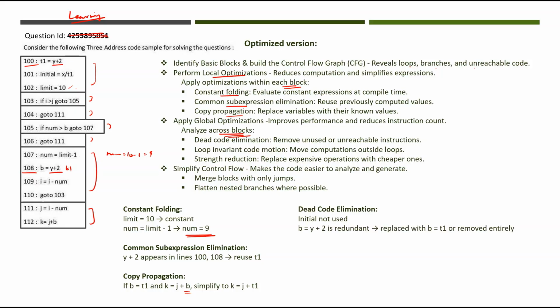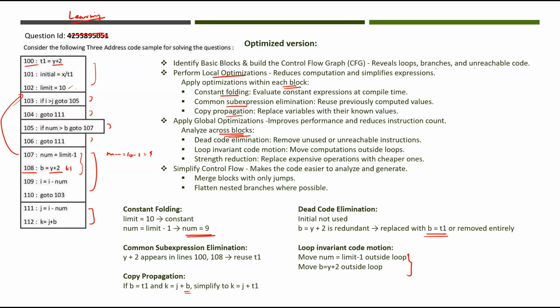What is dead code elimination? The variable initial is not at all used, so you can remove it. b is equal to y plus 2 is redundant. So instead of this, you can replace it either this way, or the other way is to go for moving computations outside the loop. These two values are not going to be changed anyhow, which means this can be moved outside the loop. It can be calculated only once and it can be reused again and again.